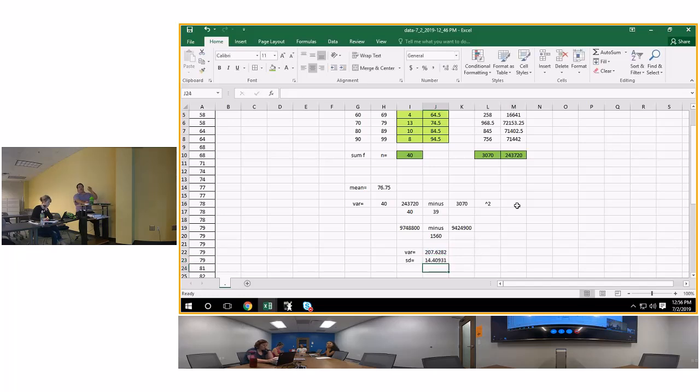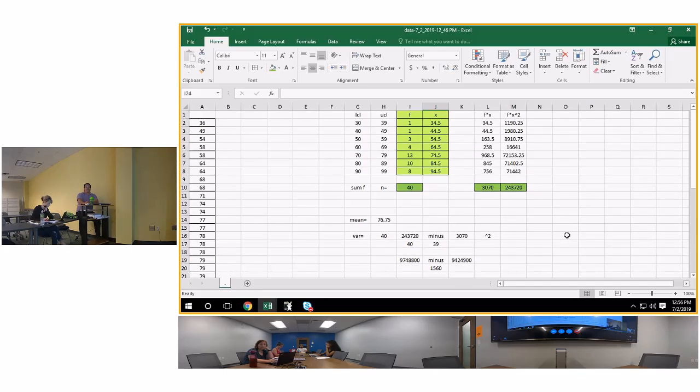All right, write those numbers down, please. 207.6282 and 14.40931 and 76.75 is the mean. I have no idea what they're asking for, but we'll look at it.